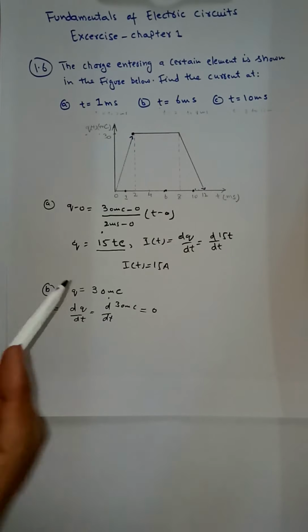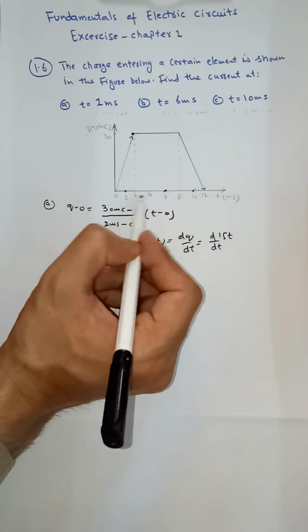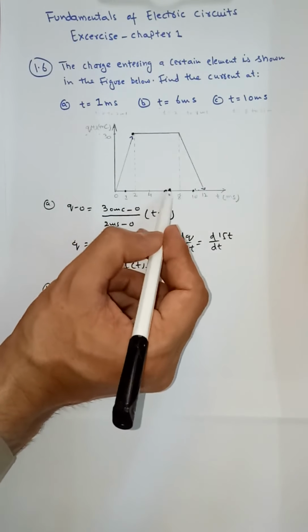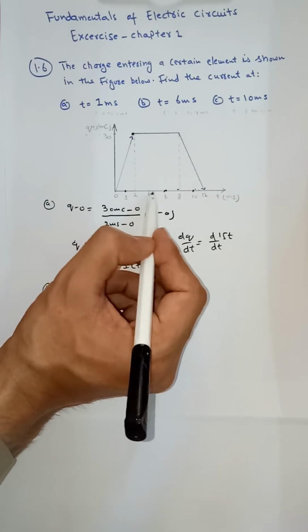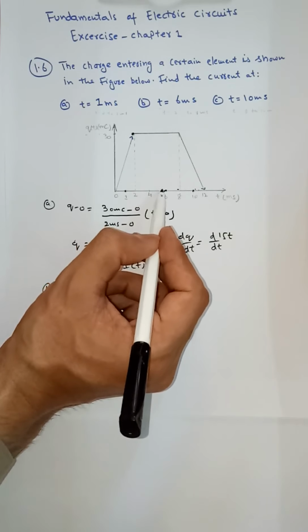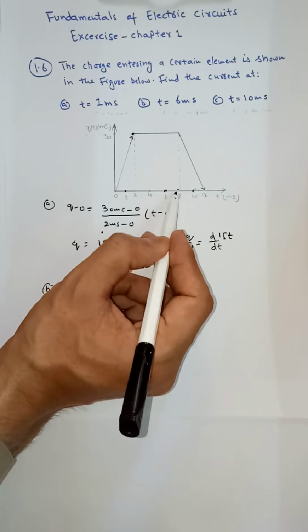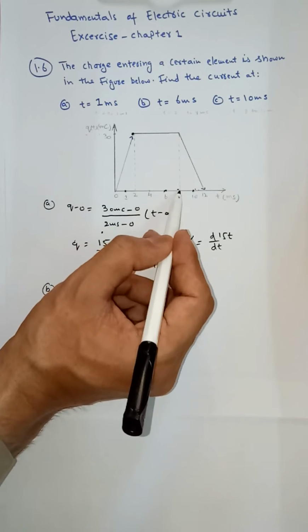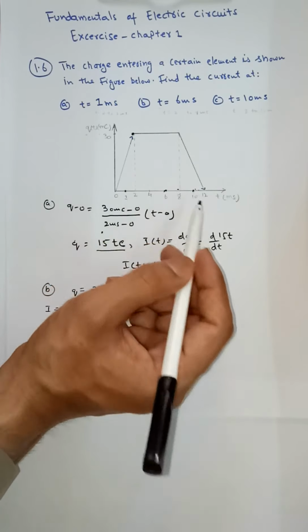Therefore, because 6 is between 2 and 8, the current from t equal to 2 to 8 is 0.